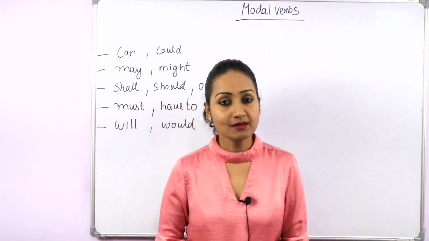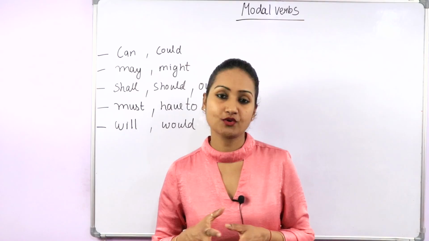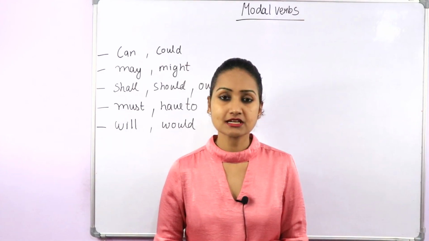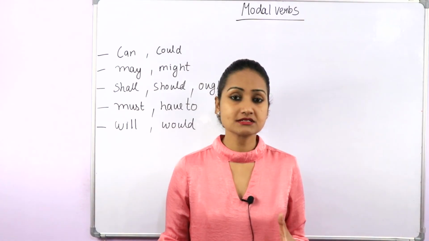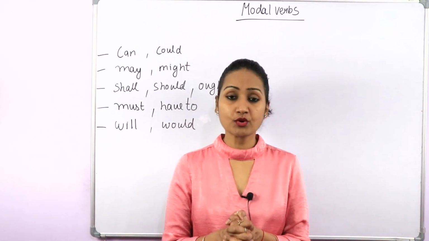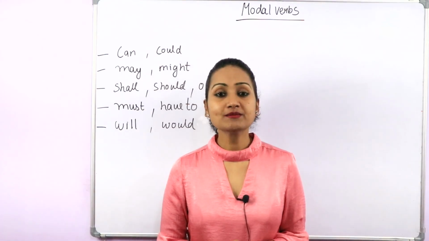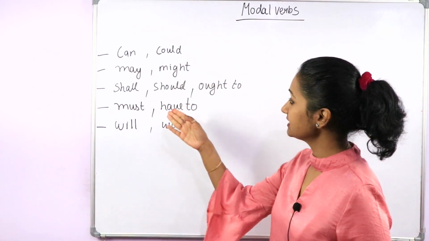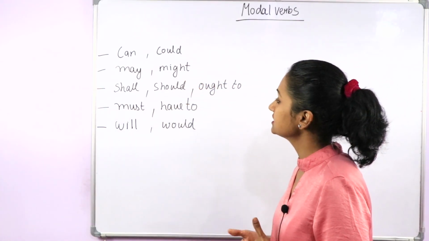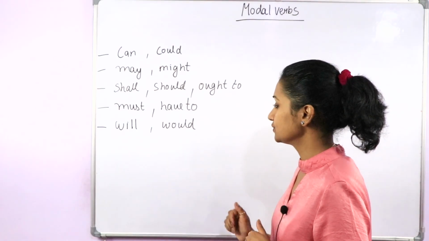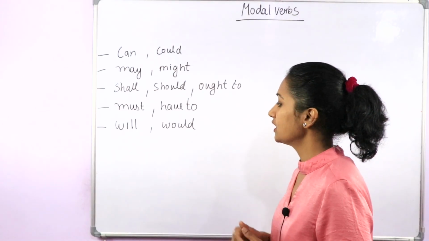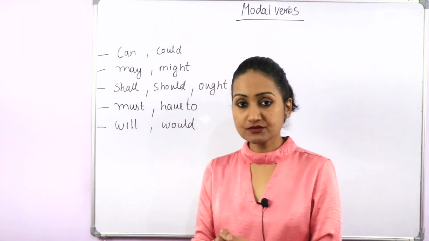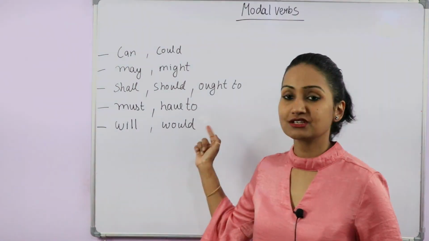Modal verbs are helping verbs, and that's why we need a main verb with them. Modal verbs are used to express some hypothetical situations such as permission, request, ability, probability, possibility, etc. Now let me give you some common modal verbs in English language. Can, could, may, might, shall, should, ought to, must, have to, will, would. We will go through them one by one, but in this video I will cover can and could.